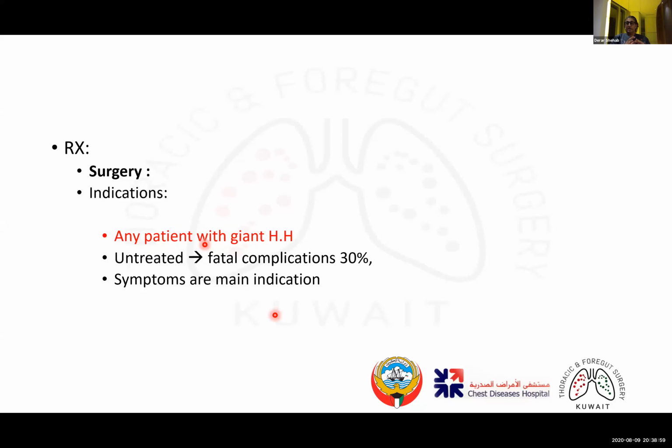So the treatment for giant hiatal hernia is surgery. Any patients with giant hiatal hernia, you have to offer surgery for them, because if you don't treat them or operate on them, then they may have fatal complications of up to 30%.